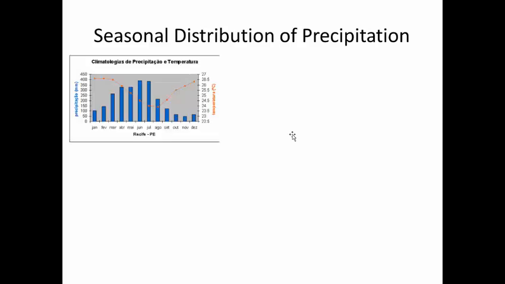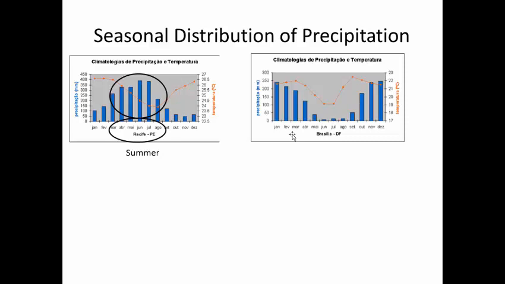So here goes. This bar graph shows that this place experiences its precipitation season in the summer. How do we know this? Because most of the bar graphs are highest in the summer months. This bar graph shows that this place experiences its precipitation in the winter. How do we know this? Because most of the bar graphs are highest in the winter months. Now, we would call this summer distribution and winter distribution.